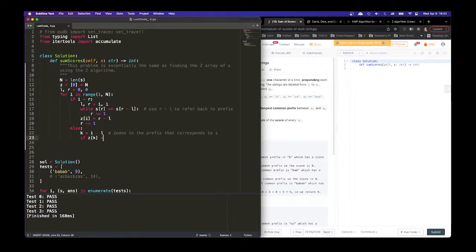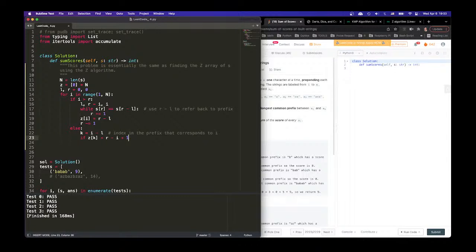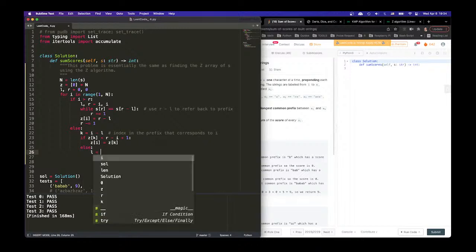No, it's smaller, because with equal to, we had a chance of expanding. So we say if it's smaller, then what? Then the remaining length of R, so smaller than R minus I plus 1. Then we just say Zi equals Zk, because that's the only amount we can match. The remaining doesn't match. Else, that means we can match the entire thing to its R, and there's a possibility of expanding. So if there is a possibility of expanding, then we need to reset L equals I.